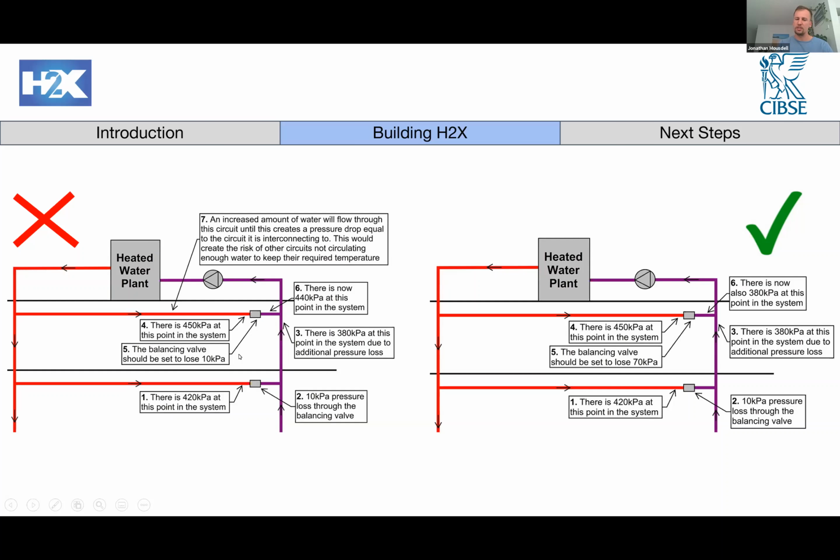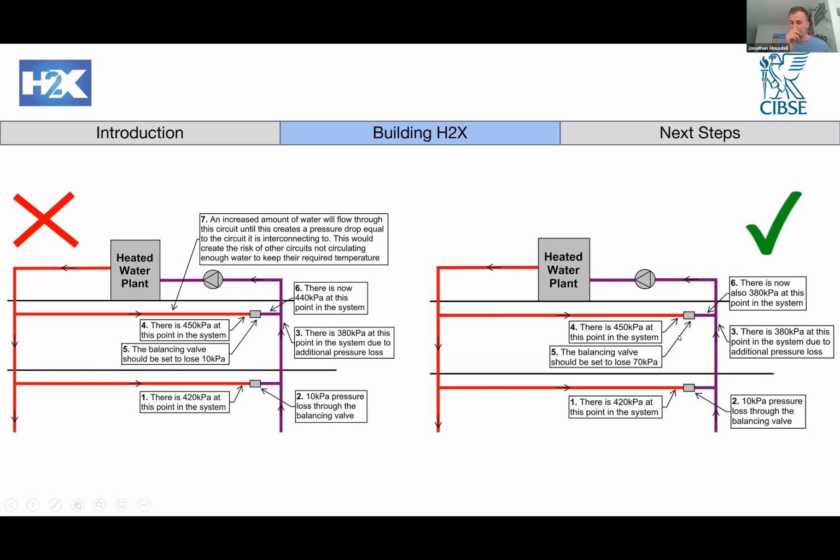And if you only set this to lose 10 kPa for the balancing valve, that means you'd have 440 at this point. So that's a 60 kPa difference. So effectively what's going to happen in this case is the water is going to take the path of least resistance, which generally is this. And that's just going to mean the rest of the system is not going to circulate at the right temperature, which is non-compliant, and it's going to get you some complaints as well from the users.